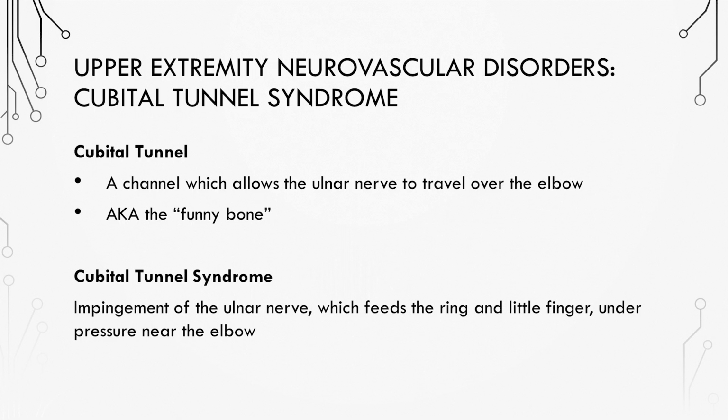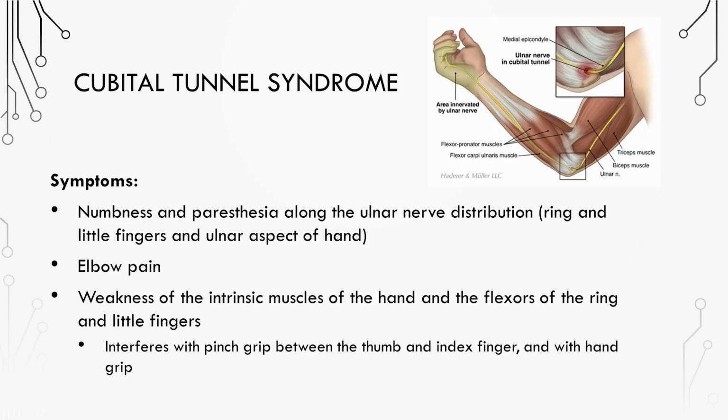Cubital tunnel syndrome leads to weakness of the intrinsic muscles of the hand and the flexors of the ring and little fingers and causes tingling and pain in your ring and pinky fingers. It also causes pain and aching in your elbow. It can lead to greatly decreased grip strength and problems performing a pinch grip between the thumb and index fingers.